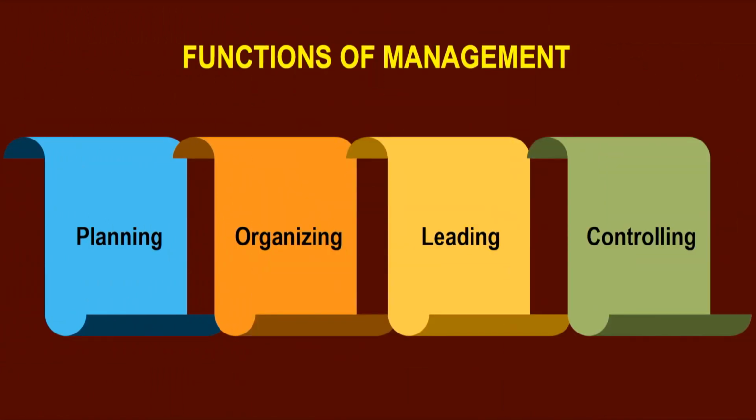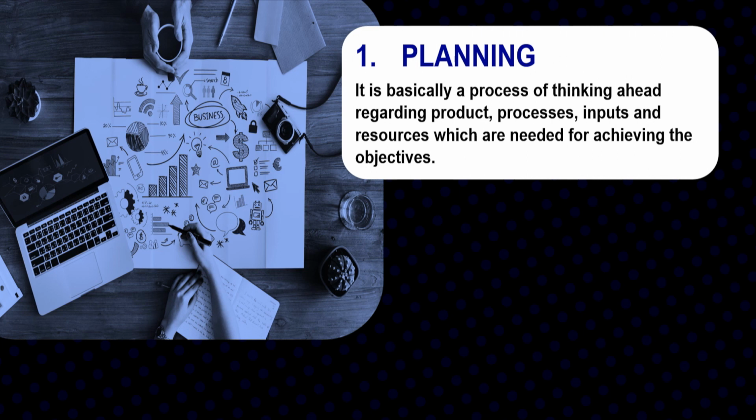Now, let us discuss the different functions of management. First is planning. It is basically a process of thinking ahead regarding the product, processes, inputs and the resources which are needed for achieving the objectives. It is basically designing an action plan for implementation so that the system's objectives can be achieved.